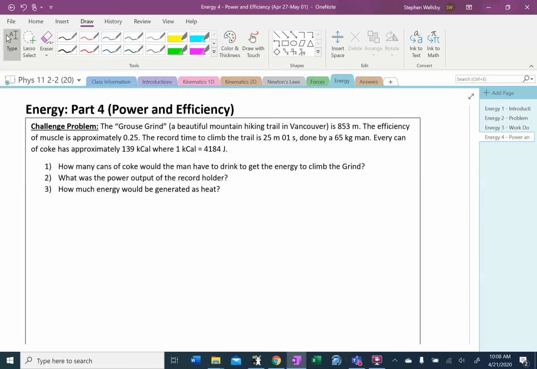Now if you want to think that every can of Coca-Cola has approximately 139 calories, where 1 calorie is equal to 4,184 joules, so lots of information there. How many cans of Coke would the man have to drink in order to get the energy that he needs to climb the Grind? So that is the big question there. And then for part 2, what is the power output of the record holder? And part 3, how much energy would be generated as heat? So those are 3 problems there.